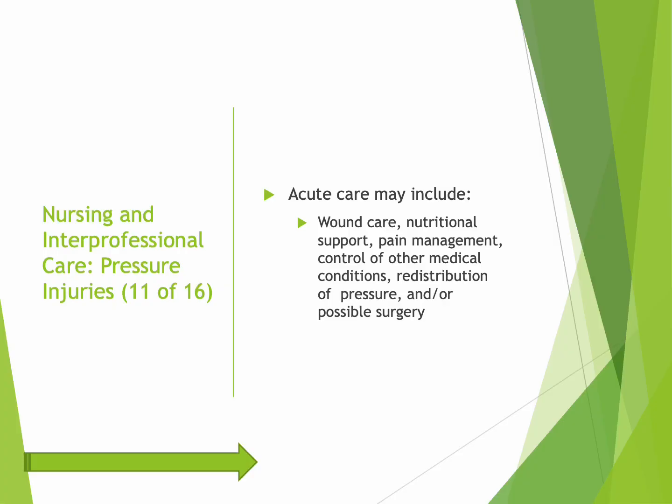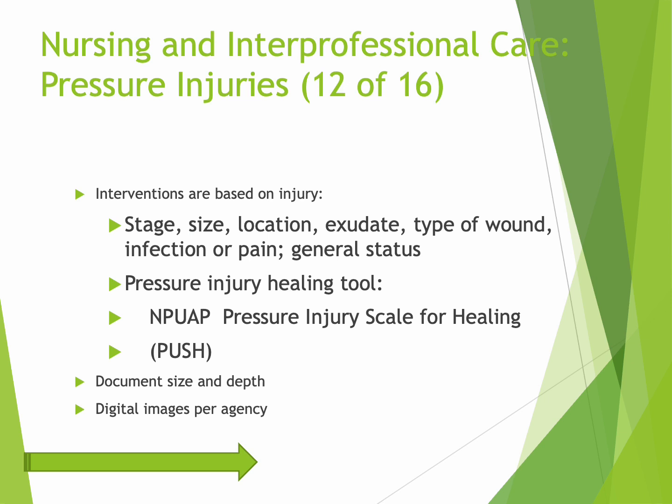All right, so acute care for wounds and pressure injuries: pain management, control of other medical conditions, redistribution of pressure, possible surgery for debridement. And again, we are doing our pressure injury scale for healing. We're remembering our acronym PUSH, which is somewhere in the first 30 slides, I believe. Make sure you got your stage, your size, your location, exudate, type of wound, infection, tunneling, general status. Make sure that you have your digital images taken.